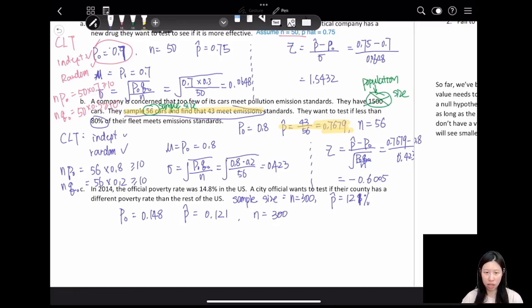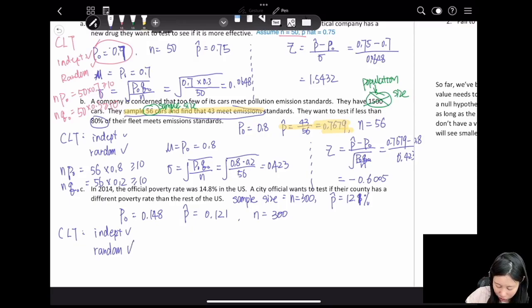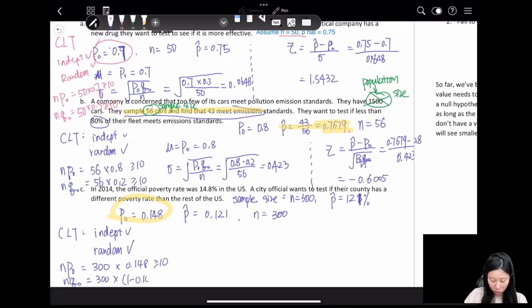First thing is to test the central limit theorem. So independence, randomization, and the success failure condition. Again, you want to multiply by the null hypothesis proportion, which is 300 times 0.148, greater than or equal to 10, and then the failure condition would be 300 times 1 minus 0.148, also greater than or equal to 10. Okay, so now it meets the central limit theorem.